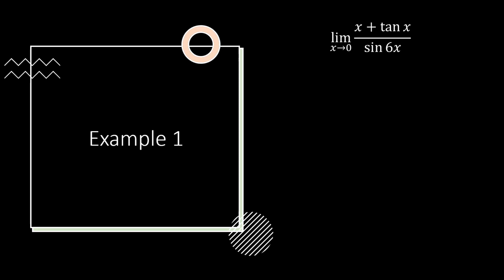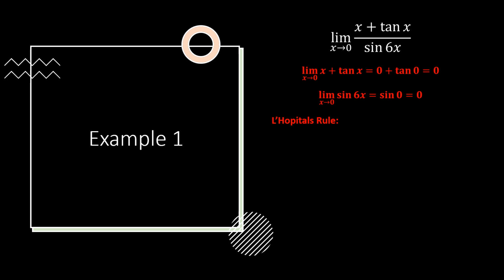All right, so example 1, we have the limit as x approaches 0 of (x plus tan x) over sine 6x. So remember, when you do L'Hopital's rule, you want to take the limit of the top, see what that gives you, and then take the limit of the bottom to see what that gives you. The limit as x approaches 0 of x plus tan x yields 0. Then the limit as x approaches 0 of sine 6x is also 0. So immediately you have the very basic indeterminate form of 0 over 0.